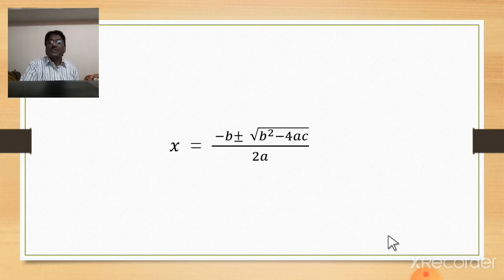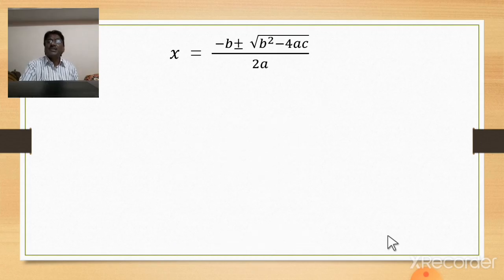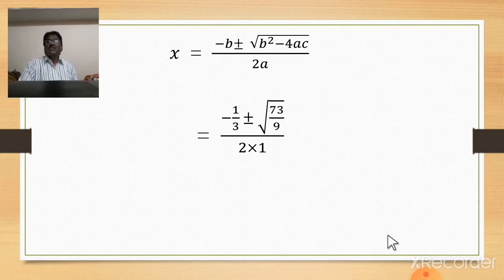Now we take the formula -b plus minus root of b square minus 4ac upon 2a. By substituting the values of a, b and c, we get minus the value of b, which is 1 upon 3. Therefore we get -1 upon 3 plus minus, and the value of b square minus 4ac is 73 upon 9. Therefore we get -1 upon 3 plus minus root of 73 upon 9, upon 2 into 1.